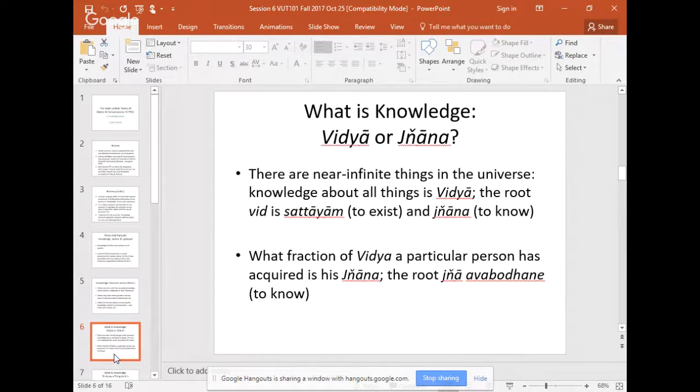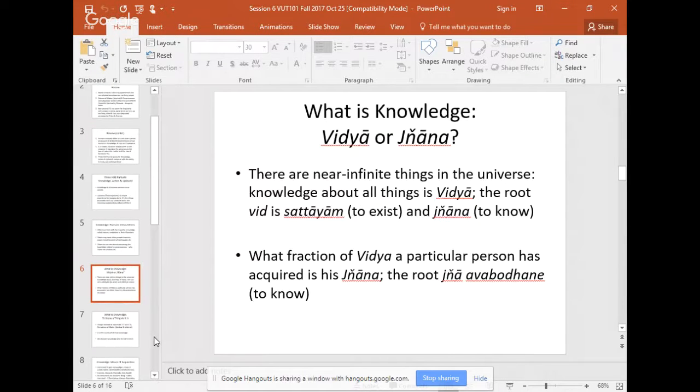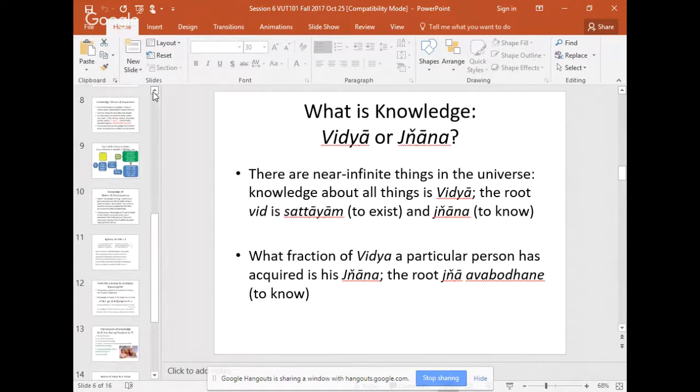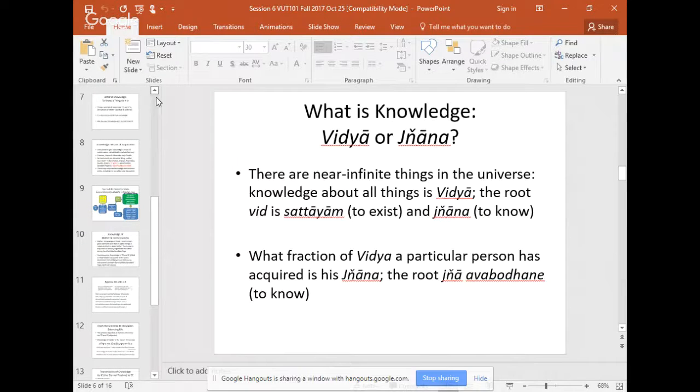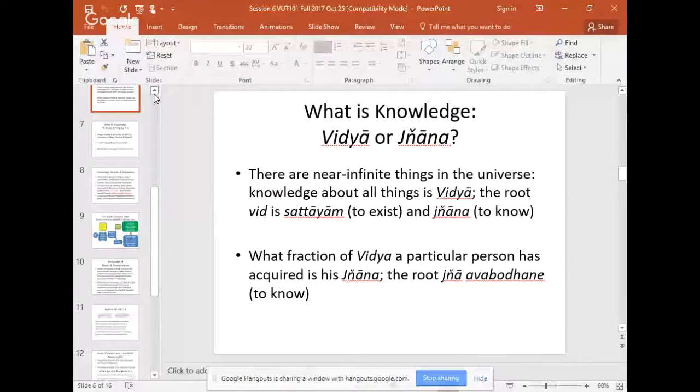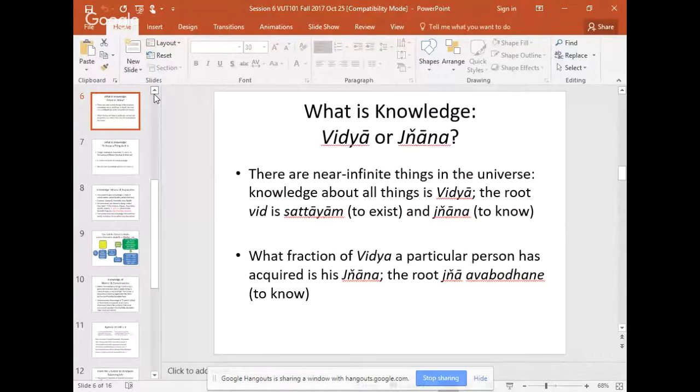Let's then define knowledge. What is knowledge? In particular, because in Sanskrit there are two words for knowledge, namely Vidya and Jnana. In English we translate both these Sanskrit words as knowledge, but because there are two Sanskrit terms for knowledge, let us try to understand the basis of it, and that will enlighten us slightly as we want to venture into this dimension of knowledge.